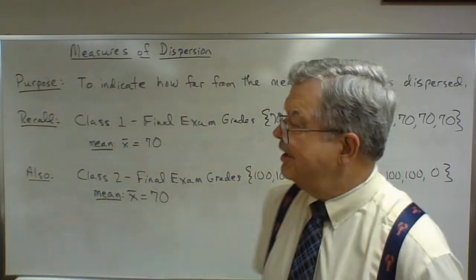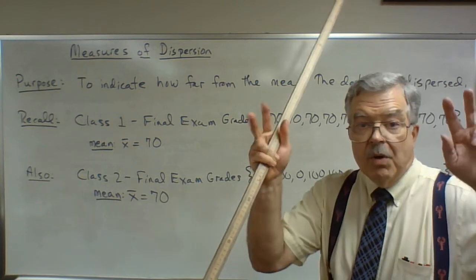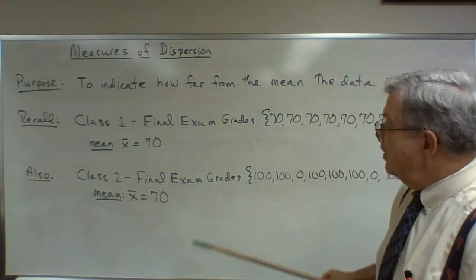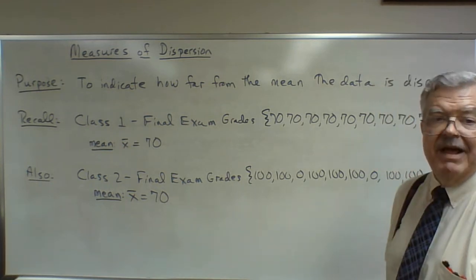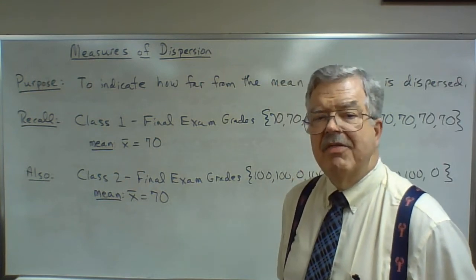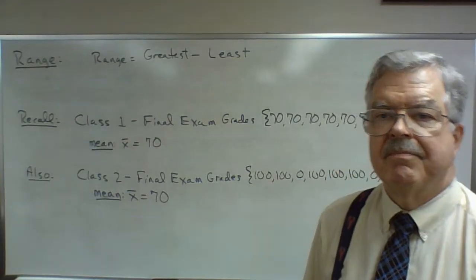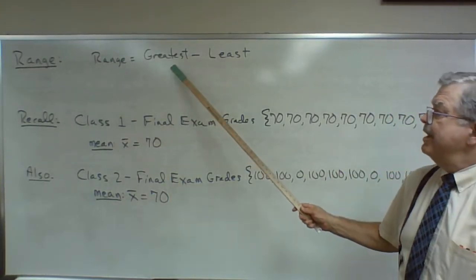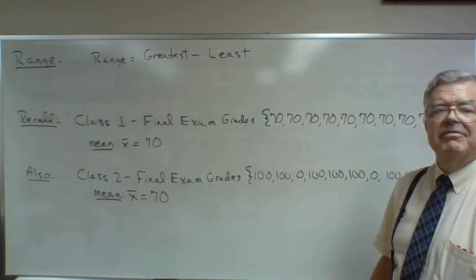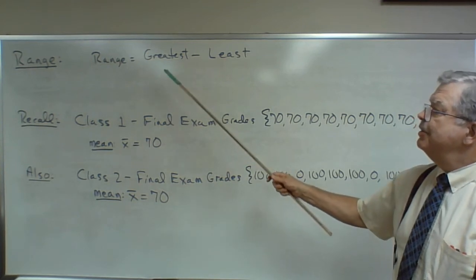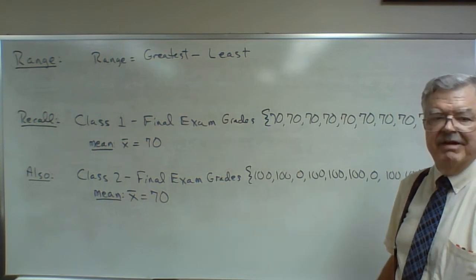So in addition to computing the arithmetic mean, which we used to know as, quote, the average, we also want to measure how far away from the mean these data values are. And there are a couple of different ways that we can do this. But the first measure of dispersion is the range. The range of a set of data is computed by taking the greatest data value and subtracting the least data value.